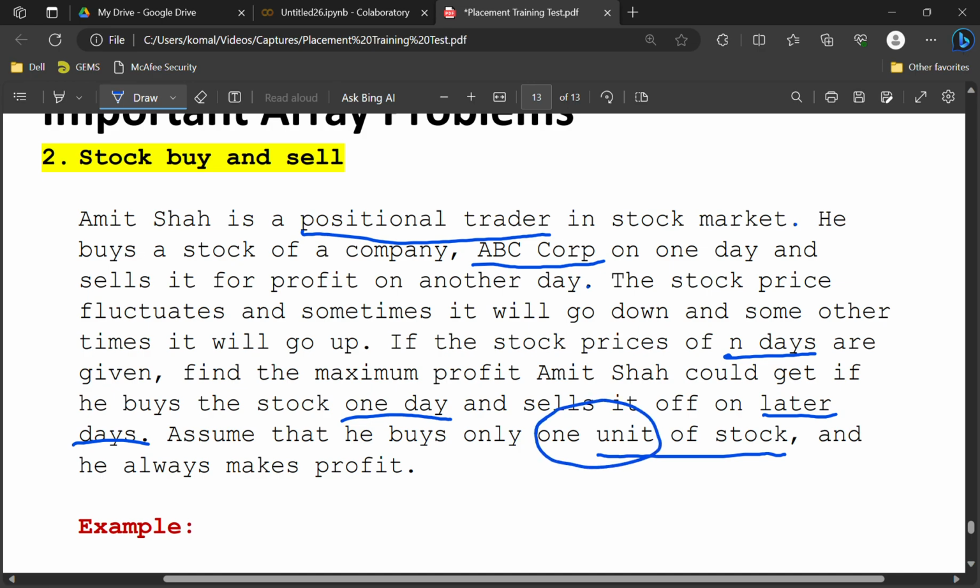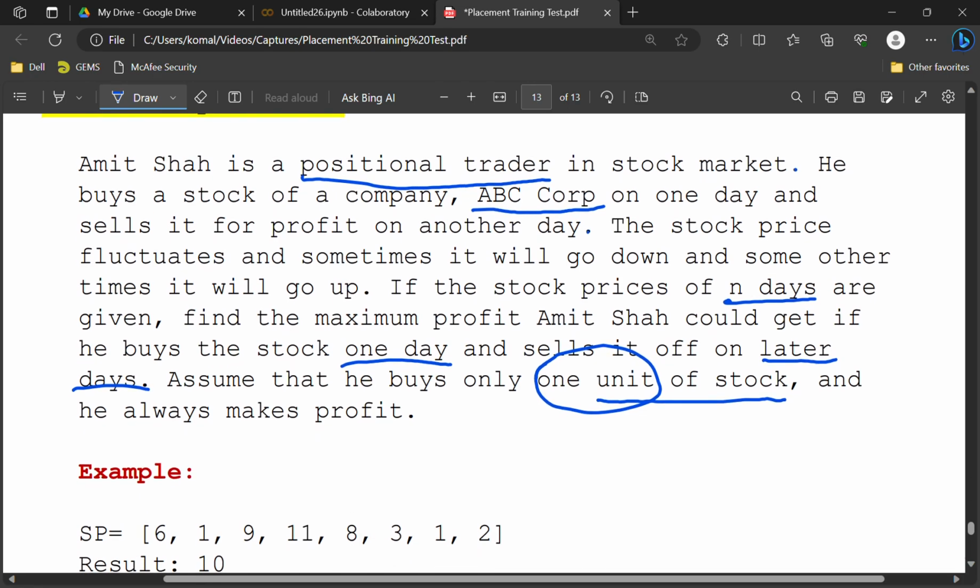And he always makes profit. He is a lucky person, or he is a careful trader. He buys the stock and he will always sell it for profit. If he can't get profit, he can wait for some more days. Then, what is the maximum profit we can get? That is the concern here. The maximum profit Amit Shah can make.